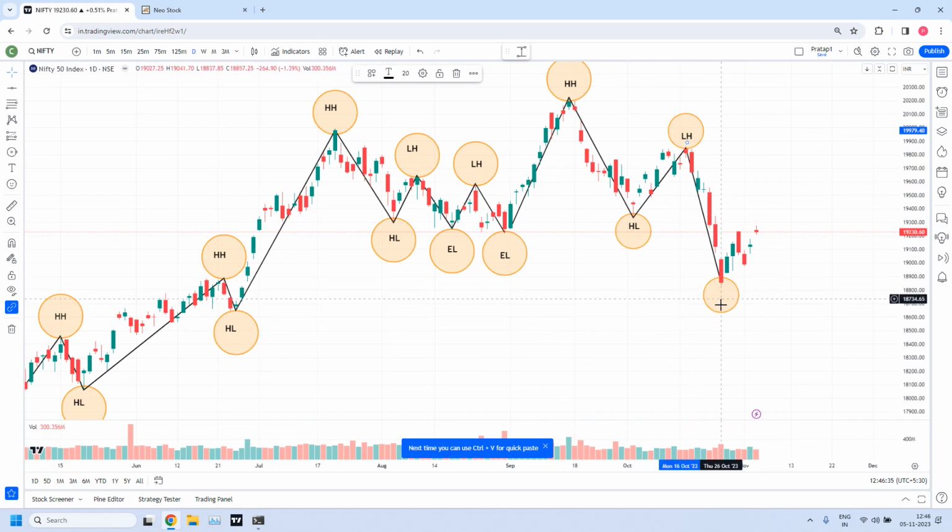And what about this low? Compare this low and previous low. Is it higher low or lower low? Now it is lower low.